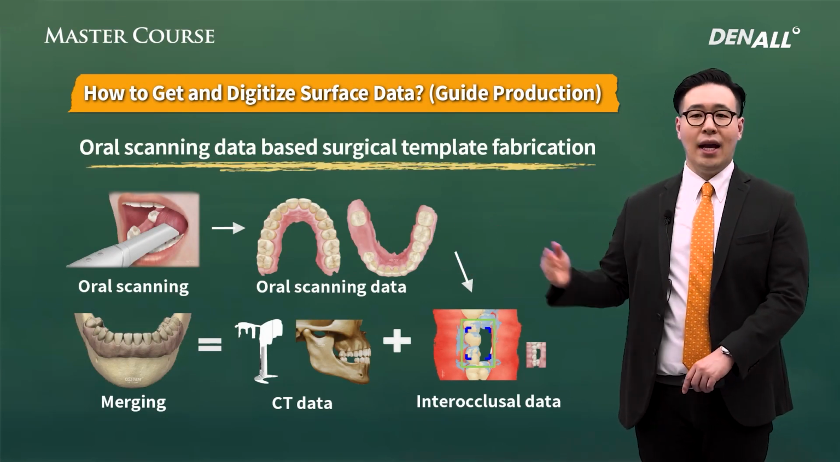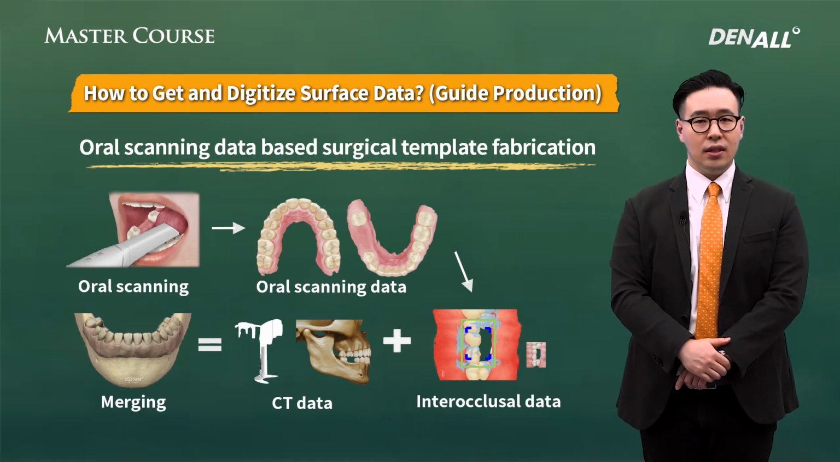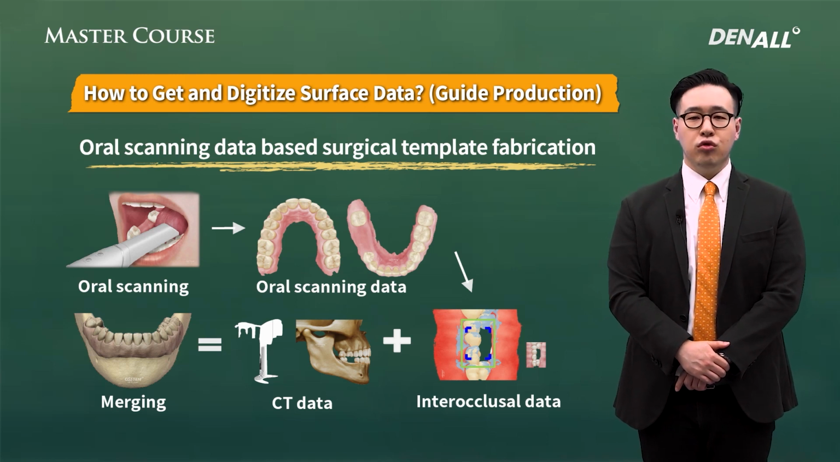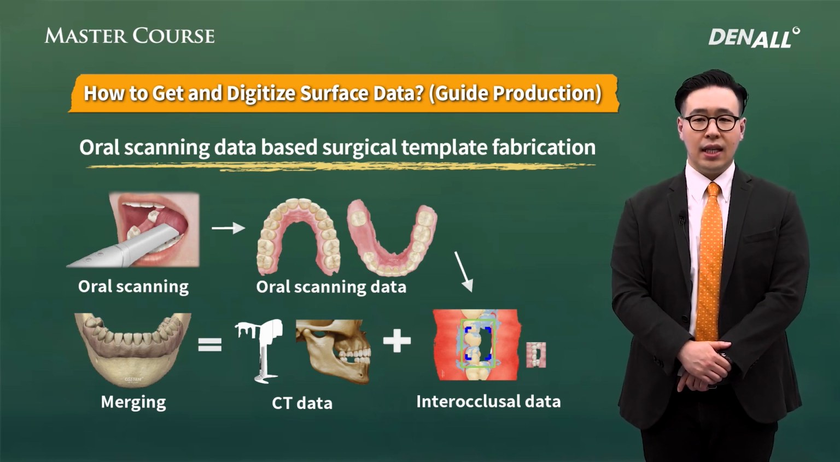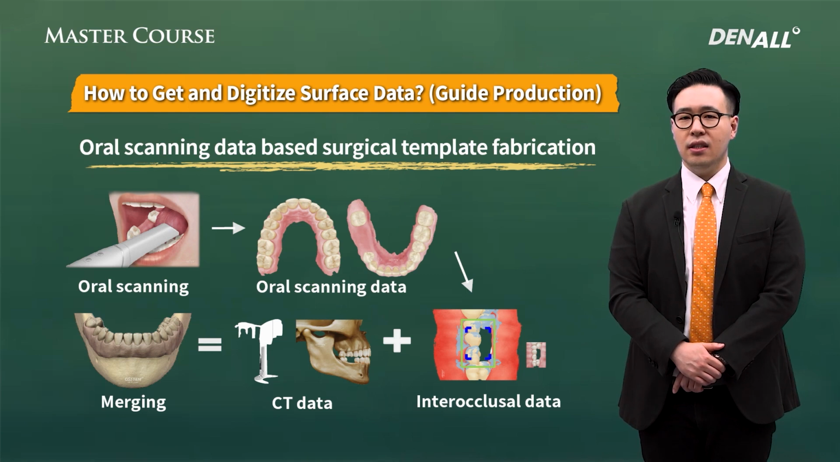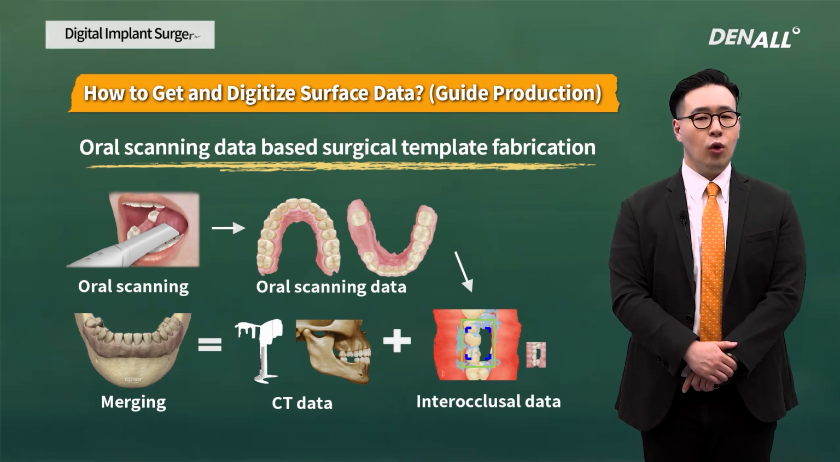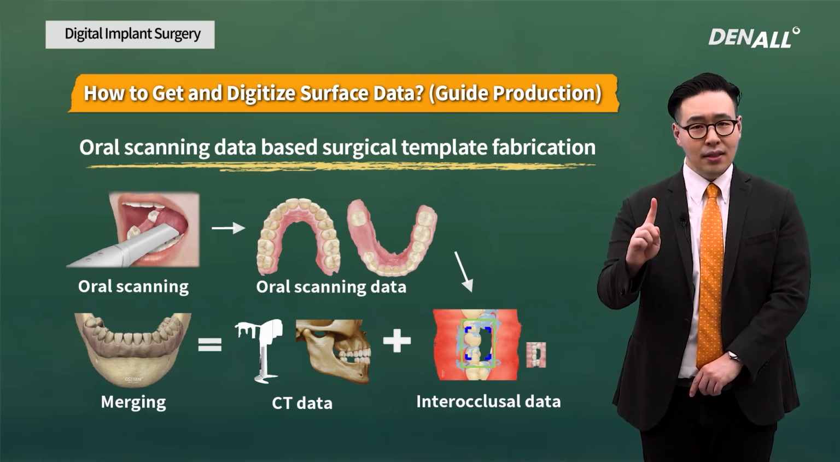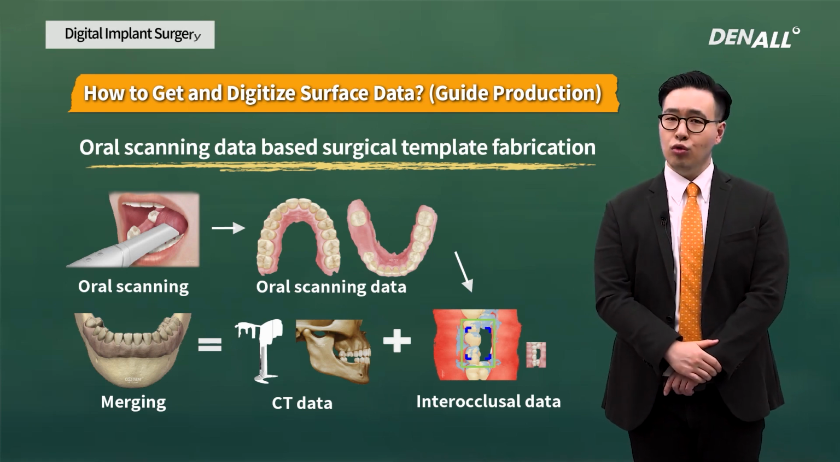There are two ways to acquire data. If the patient's occlusion is stable, using an intraoral scanner, you can get the most accurate data. Whether it goes to the design center in your clinic or to the Osstem One Guide Center, the data can be immediately sent so that an accurate guide can be fabricated fast.